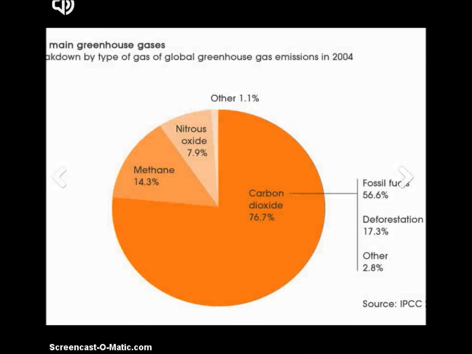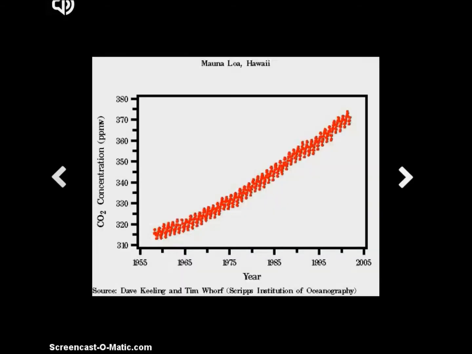Another circle graph here is displaying similar information, showing that greenhouse gases, or the gases that are in the atmosphere, are primarily made up of carbon dioxide. You can see 76.7%, and then smaller percentages of other gases like methane and nitrous oxide. Fossil fuels, deforestation, and other activities contribute to that increased carbon dioxide.